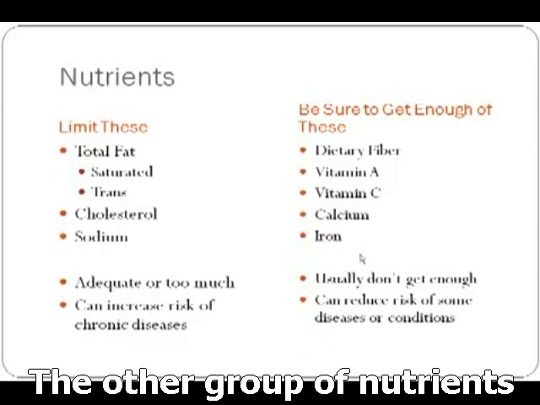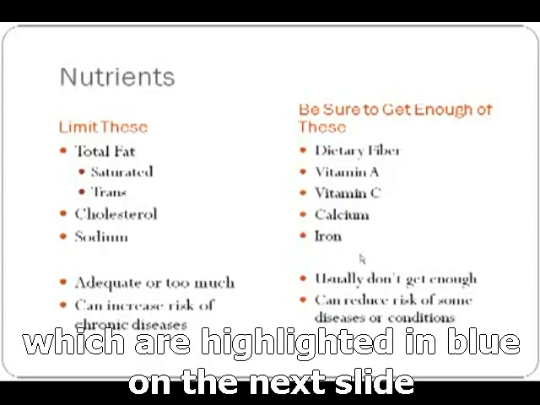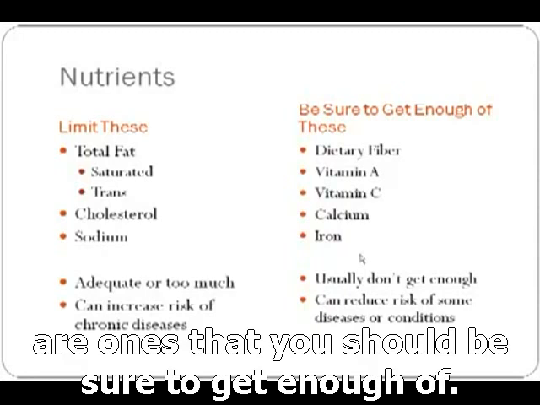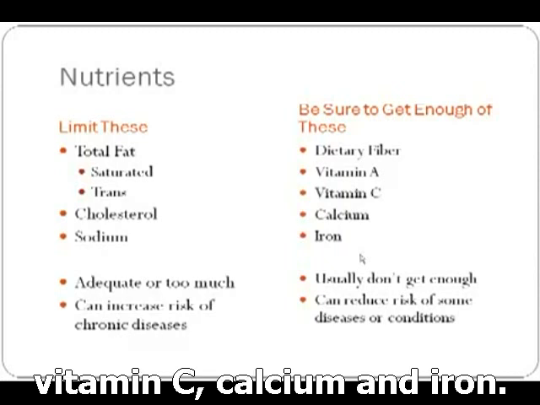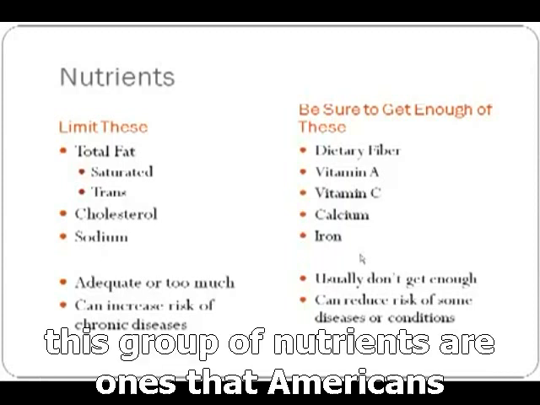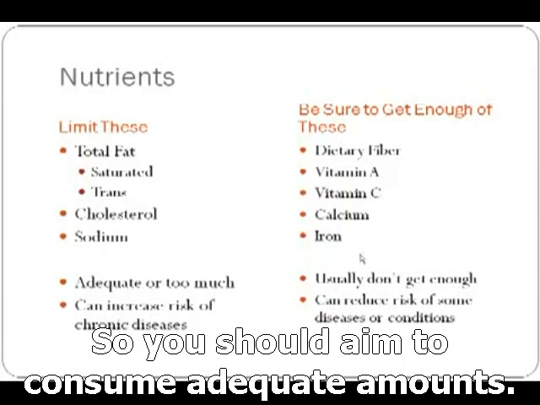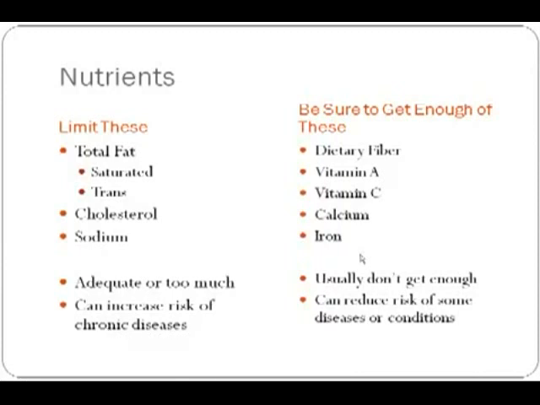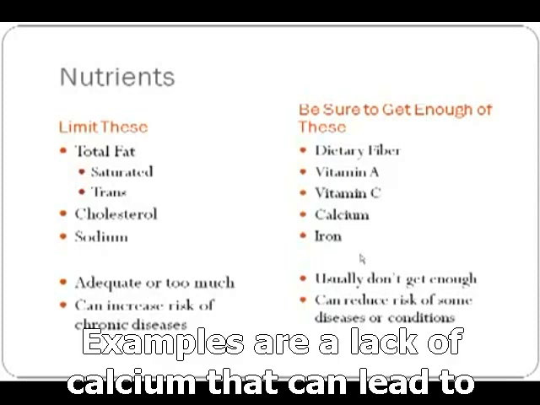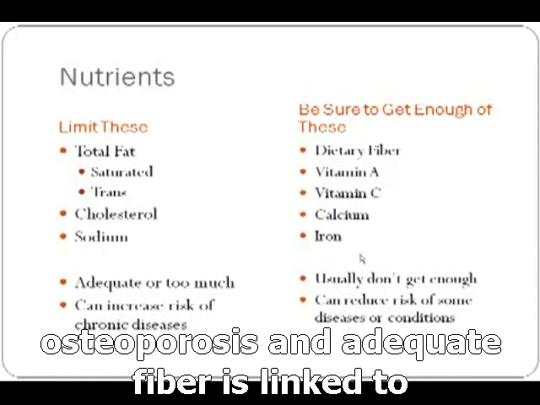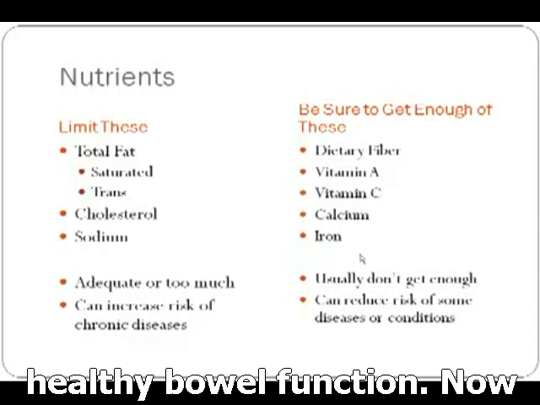Such chronic diseases are heart disease, high blood pressure, and some cancers. The other group of nutrients, which are highlighted in blue on the next slide, are ones that you should be sure to get enough of. They are dietary fiber, vitamin A, vitamin C, calcium, and iron. Opposite to the first group, this group of nutrients are ones that Americans tend to not get enough of, so you should aim to consume adequate amounts. These nutrients can reduce risk of some diseases or conditions. Examples are a lack of calcium that can lead to osteoporosis, and adequate fiber is linked to healthy bowel function.